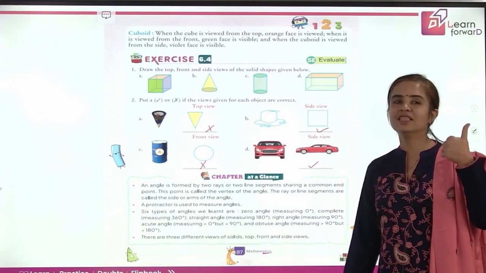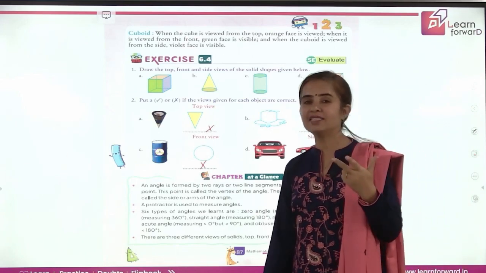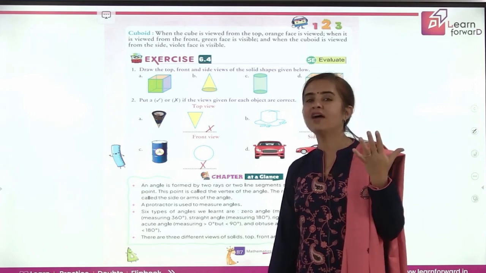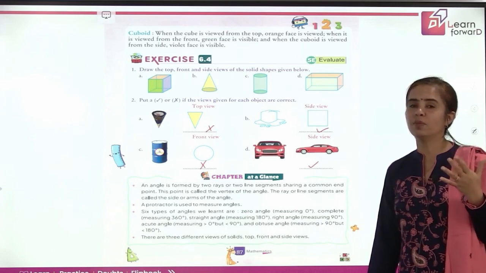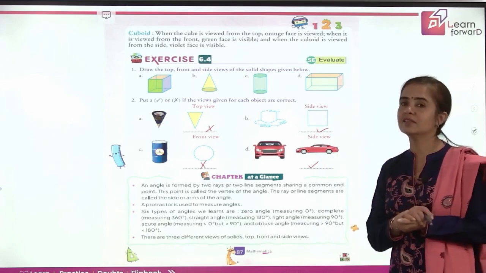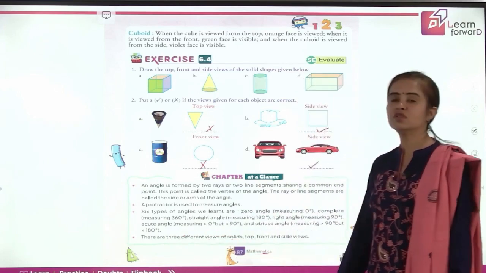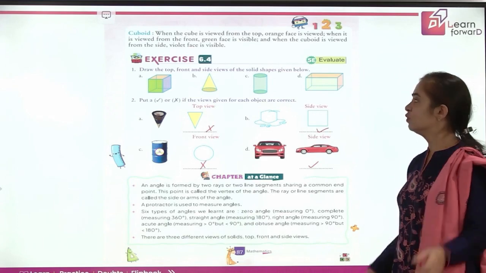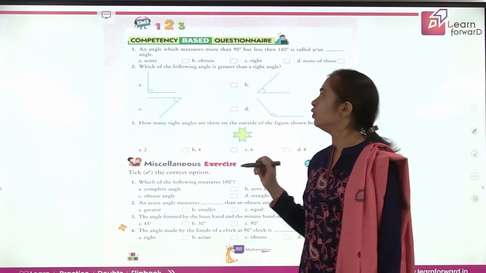Six types of angles we have learned. First is zero angle. Then you have acute angles, then the right angle, then the obtuse angle, and you have the complete angle. You have the straight angle also after the obtuse angle. So these are the six angles we have learned. There are three different views of solids: top, side and front. So we have learned for different solid shapes and seen the different views.